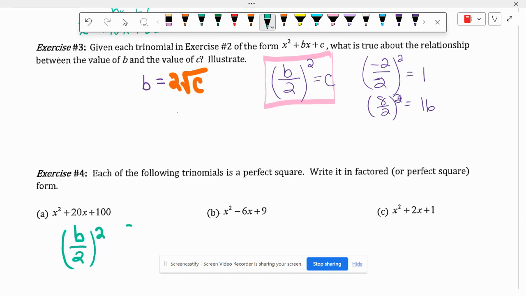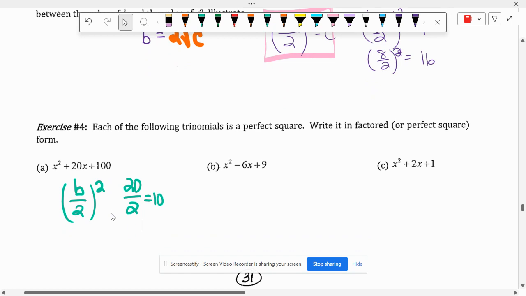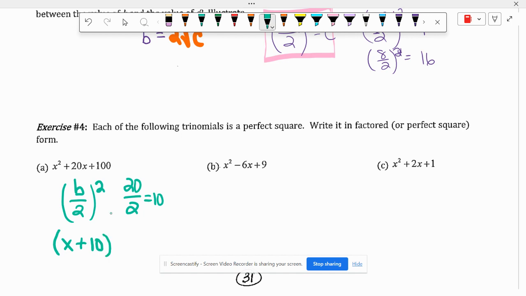So what is 20 divided by 2? It's 10. And 10 squared is what? 100. And that's exactly what c is. Do you see that? So this actually can be written as x plus 10, the quantity squared.